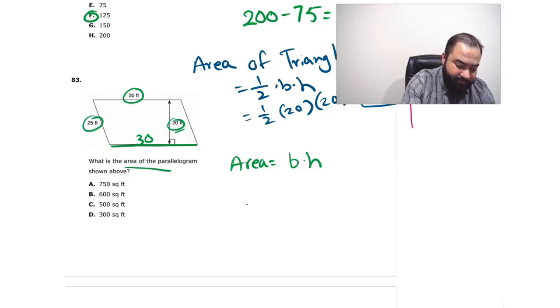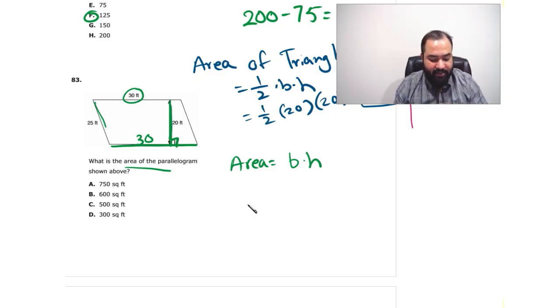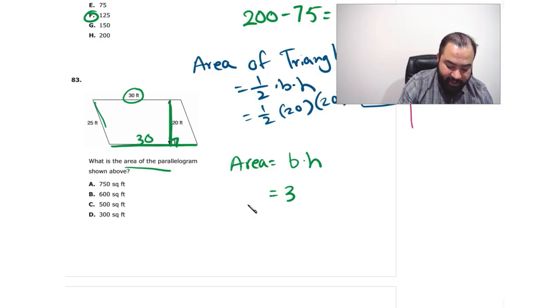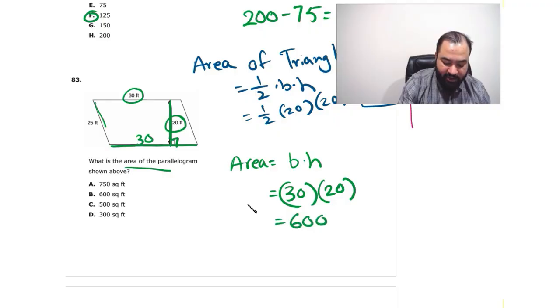Do you know why? Let me explain it. You see the 20 is making 90 degrees with the base. The definition of height is that height has to make 90 degrees with the base. But this 25 is not 90, it's more than 90. So that's not the height. So we're going to take the base as 30 and the height is what, guys? 20, because it is making 90 degrees with the base. Remember this. So that's 600. Okay, that's for the parallelogram.